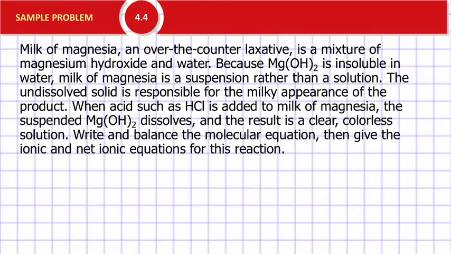What happens when an acid such as hydrochloric acid, which is the main acid that's in your stomach, is added to the milk of magnesia, the suspended magnesium hydroxide dissolves. And when it dissolves, you get a clear, colorless solution. Now you have a solution and everything's dissociated. So this is asking us to write and balance the molecular equation and then give the ionic and net ionic equations for this reaction.